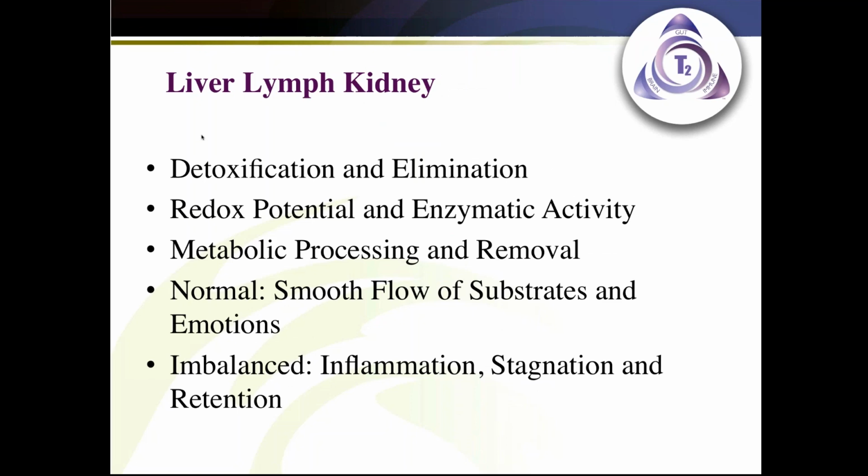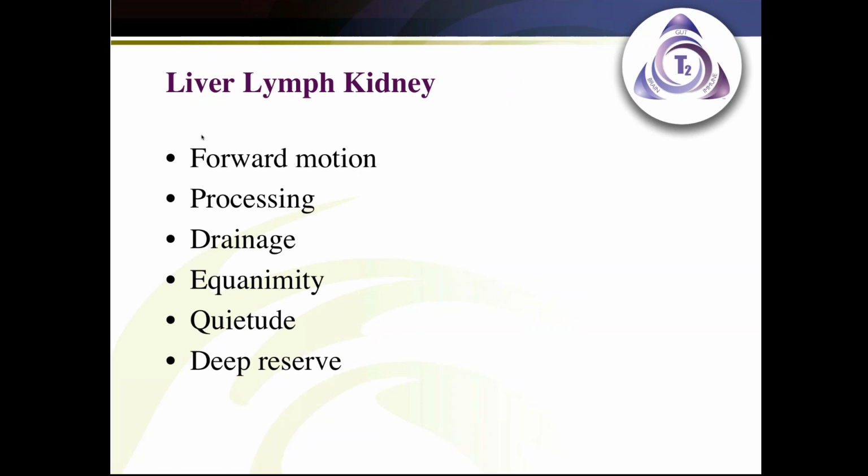So liver, lymph, kidney is about metabolic processing and removal of toxins. And when it's normal, we have a smooth flow of substrates in and out of the body. But when it's out of balance, people tend to have inflammation, stagnation, and retention. It's very important for equanimity in the world, having a metabolic reserve to deal with exposures. And when they fill up, they lose that metabolic regulation. And so they have a disruption, and yes, in liver, lymph, kidney, but also intrinsically in gut immune brain too.